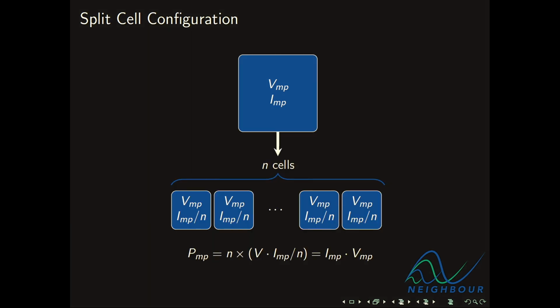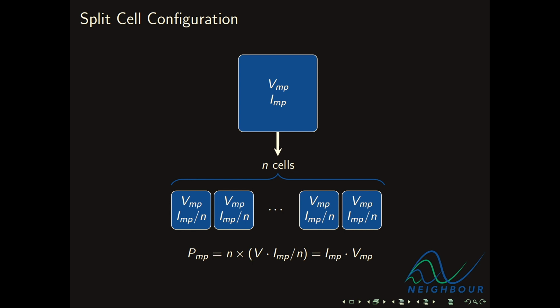If we split it into n pieces, every piece will still have the same voltage profile, but it will only have an nth of the current capacity. And if we sum up their total capacity, we'll find that it's the same as the cell that we began with. So it's six of one and half a dozen of the other.